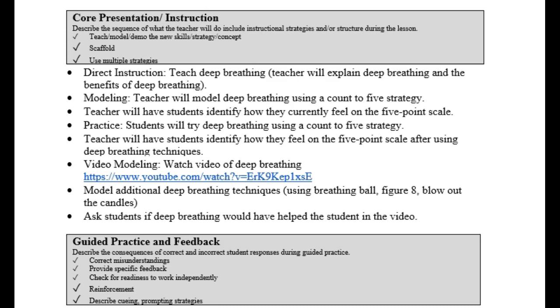The teacher will have the students identify how they currently feel on the 5-point scale, and then they'll practice and try that deep breathing using a count to 5 strategy. The students will then identify how they feel on the 5-point scale after using that count to 5 strategy. The teacher will then, because she's using multiple strategies, use video modeling and watch a video of deep breathing. Then they'll model some additional breathing techniques using a breathing ball, figure 8, blow out the candles, and ask the students if they feel breathing would have helped the student in the video.